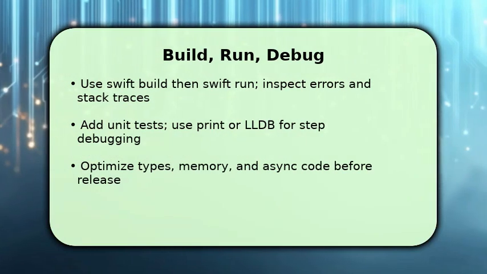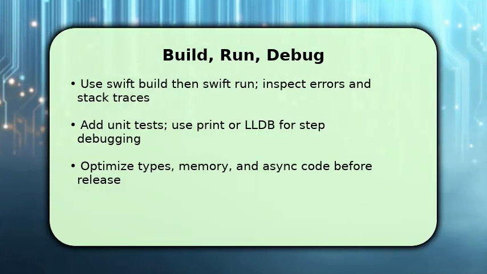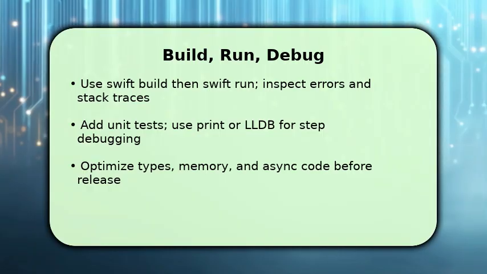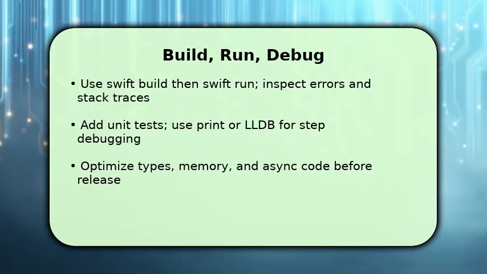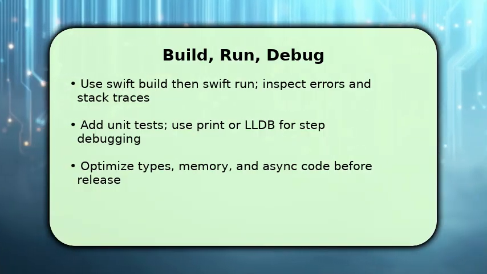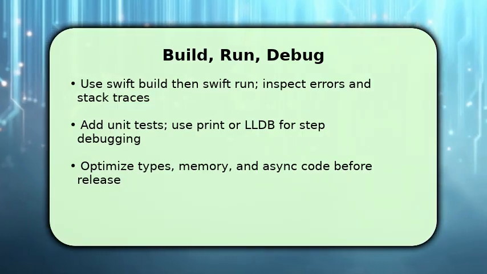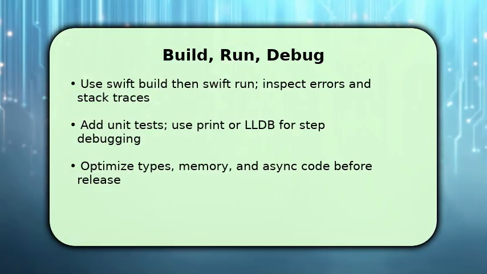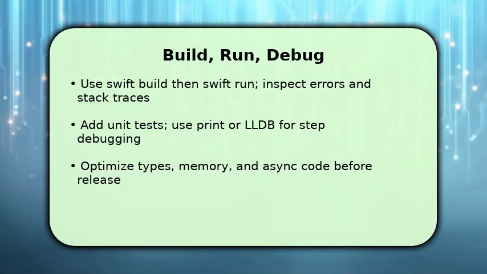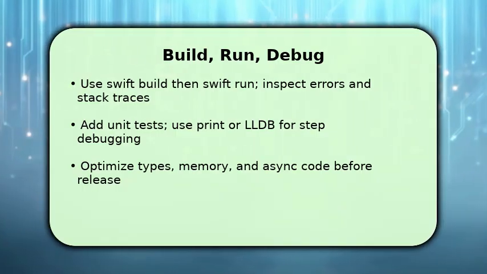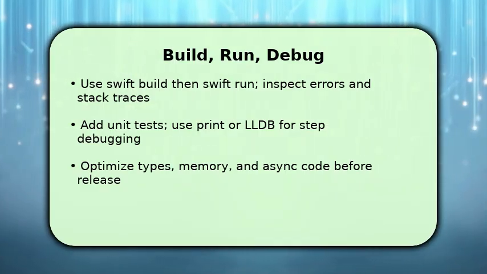You finish by building and running. swift build, then swift run to exercise the app end-to-end. When issues appear, read compiler messages first. They often show the fix. Use swift test to add or run unit tests, and when deeper inspection is needed, attach LLDB or insert focused prints. Once stable, profile and optimize hotspots, especially memory and async code. If something breaks, rerun the failing test in isolation. That single-step isolation often reveals the root cause quickly.